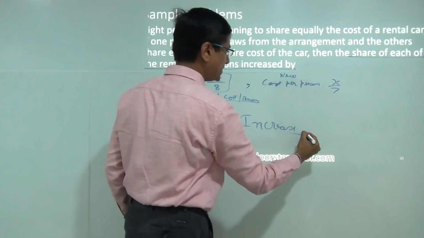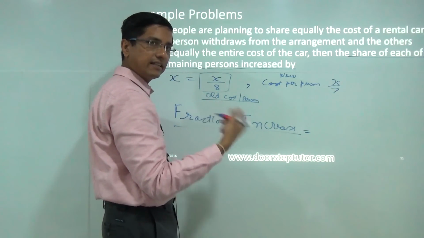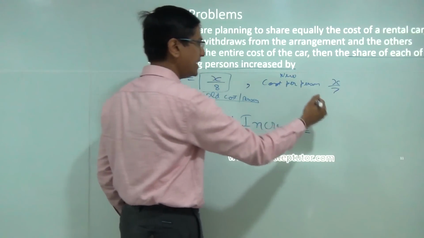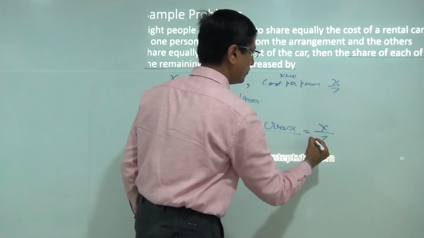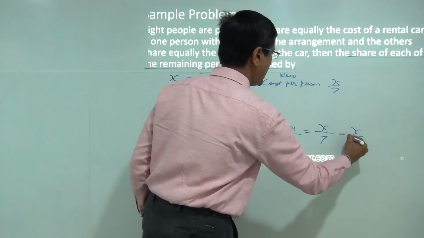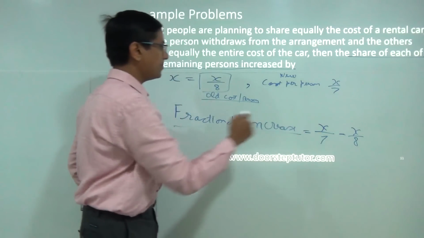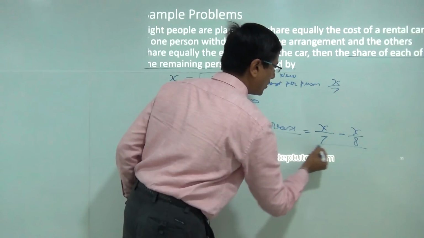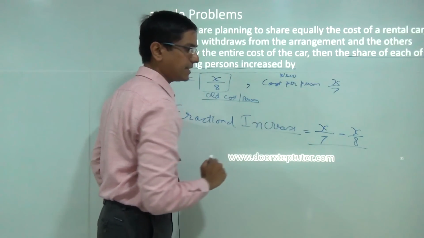New cost is x by 7. So the fractional increase that each additional person would have to pay is x by 7, this is the new one, minus x by 8. And here again people make mistakes. So what will come at the bottom? Would it be x by 8 or x by 7?